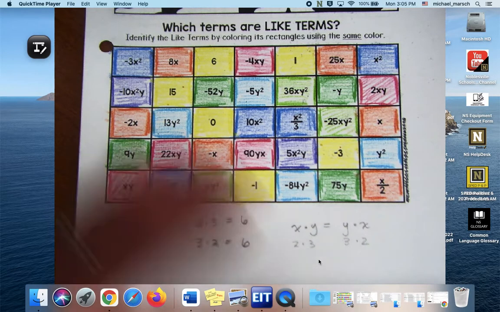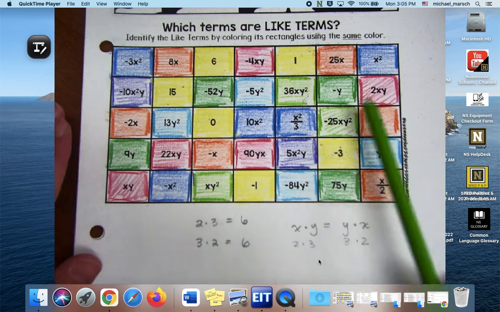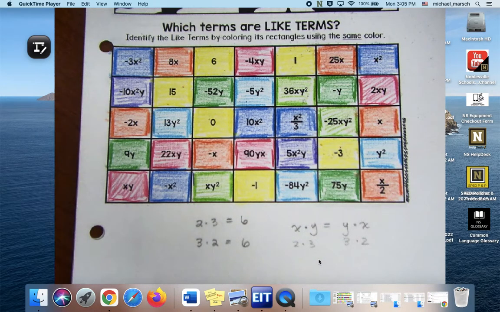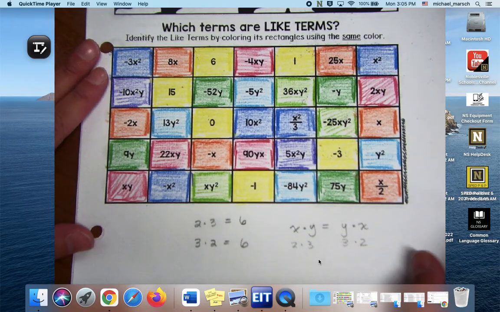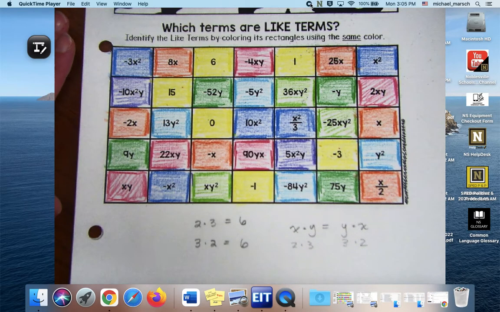Okay, so now we have all of our like terms by color. We can look back and see that certain things are considered like terms and certain things are not. We are going to stop there so that you guys have time to put the color pencils away. We will finish this tomorrow.